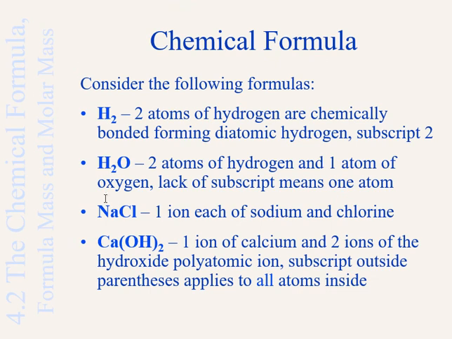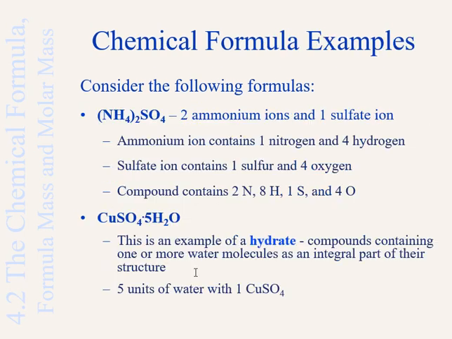Okay, here are some more examples of formulas. These are not compounds. The first one is not a compound. It's a molecule. It's a diatomic hydrogen molecule where you have two hydrogens. Here you have the chemical formula of water. You have the formula unit for NaCl. And this is calcium hydroxide, another formula unit where you have one calcium and two hydroxides, which is made up of one oxygen and one hydrogen each.